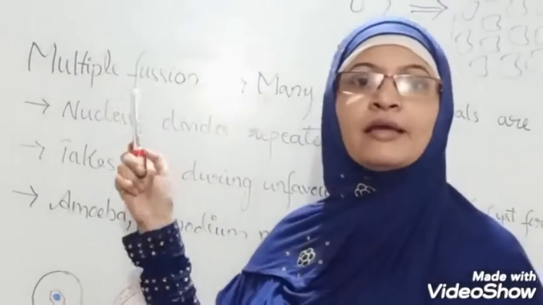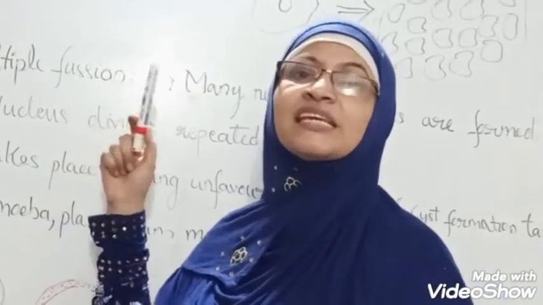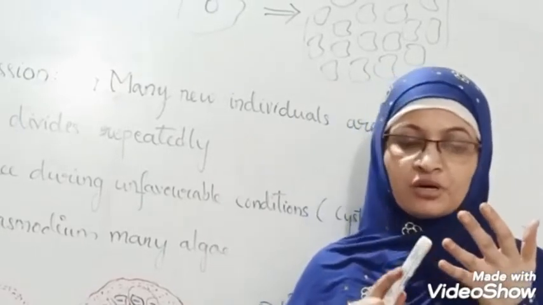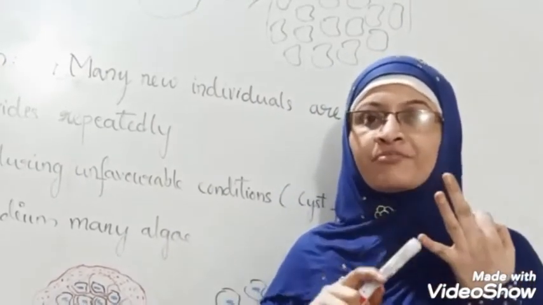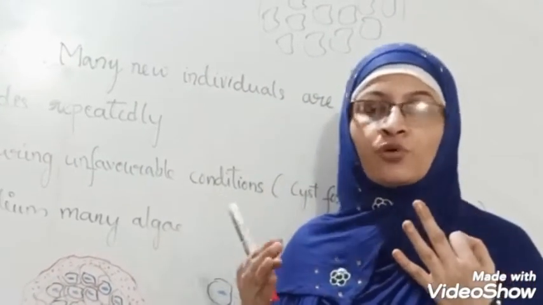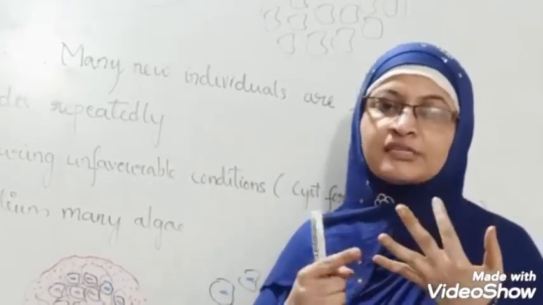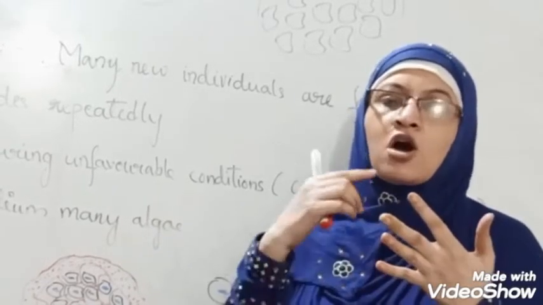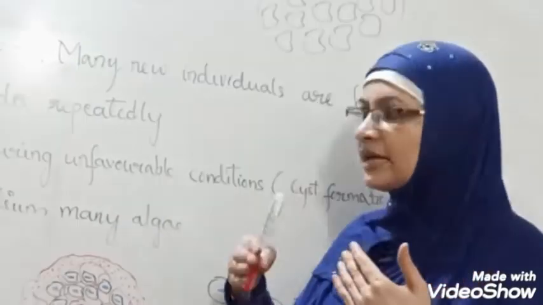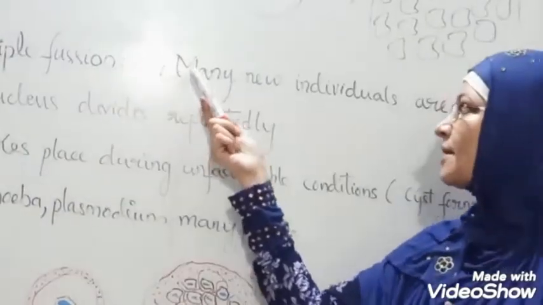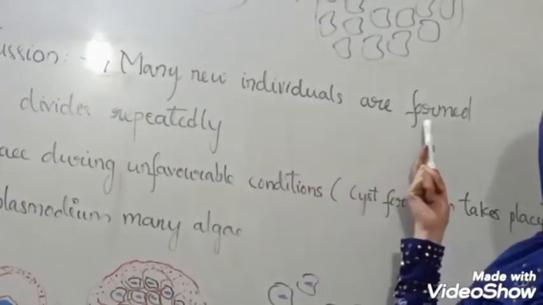As I said, multiple fission always happens in unfavorable conditions. What are the favorable conditions? Moisture, food and warmth. These are the favorable conditions for any bacteria to grow. So when the conditions are not favorable, maybe there is a lack of water, maybe a lack of warmth, or a lack of suitable temperature, then this can happen. So in multiple fission, what happens? Many new individuals are formed.